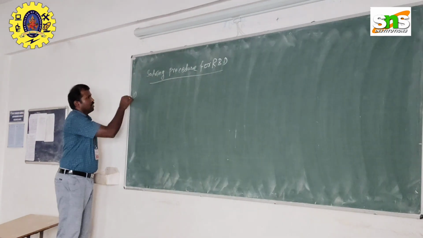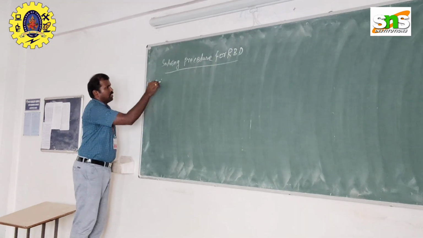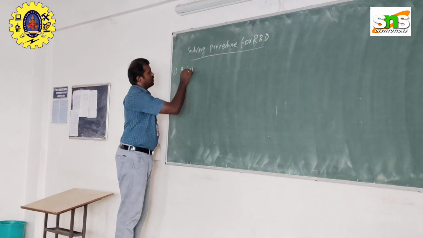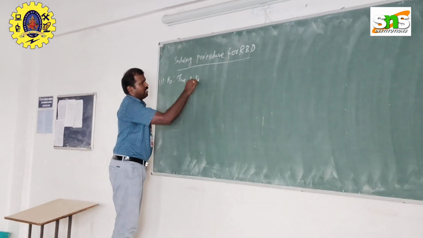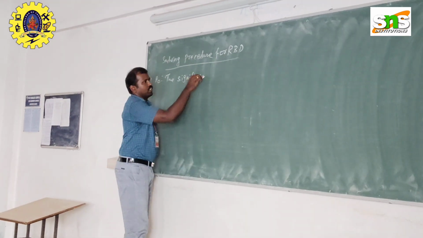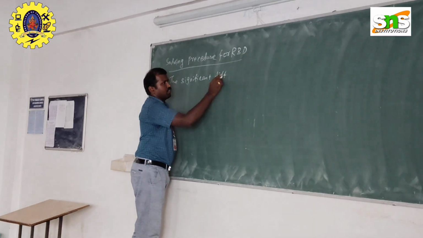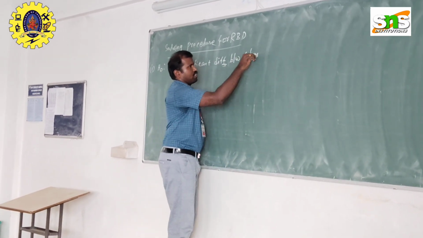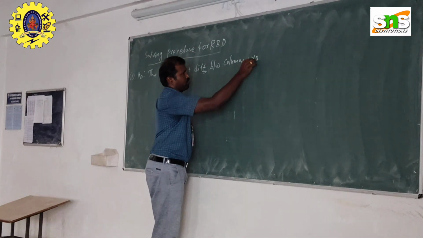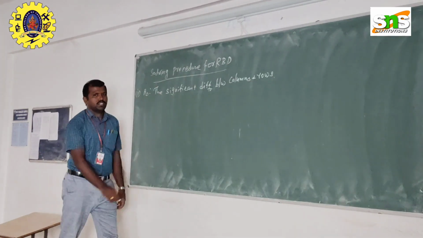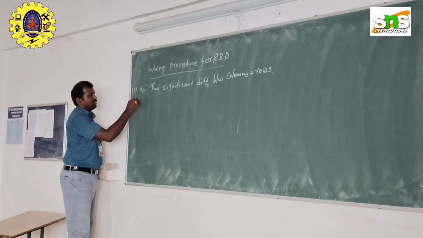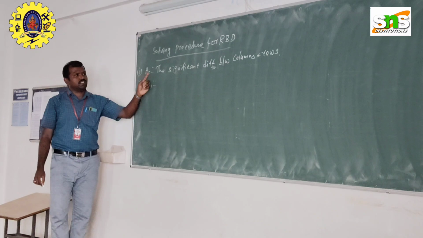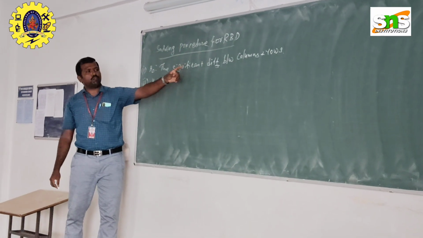The first one, null hypothesis. H0 is the null hypothesis. The null hypothesis is that there is no significant difference between columns and rows.